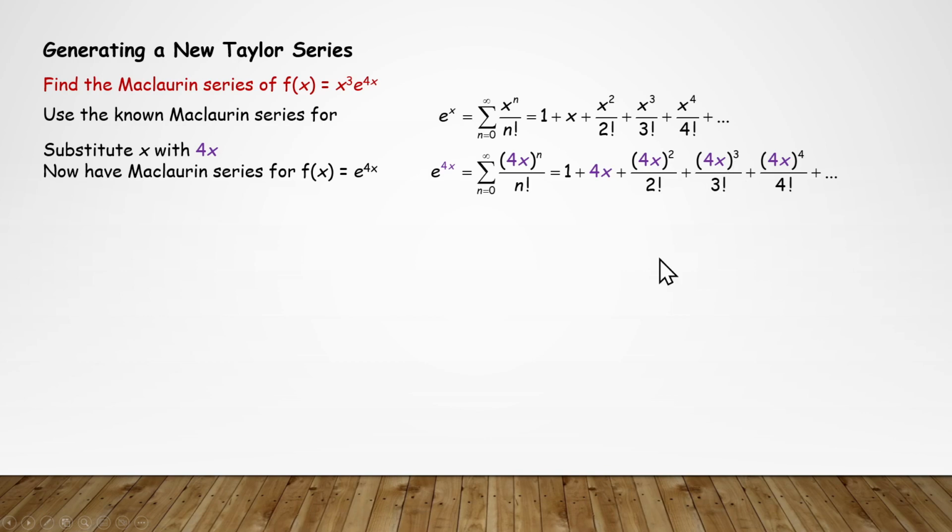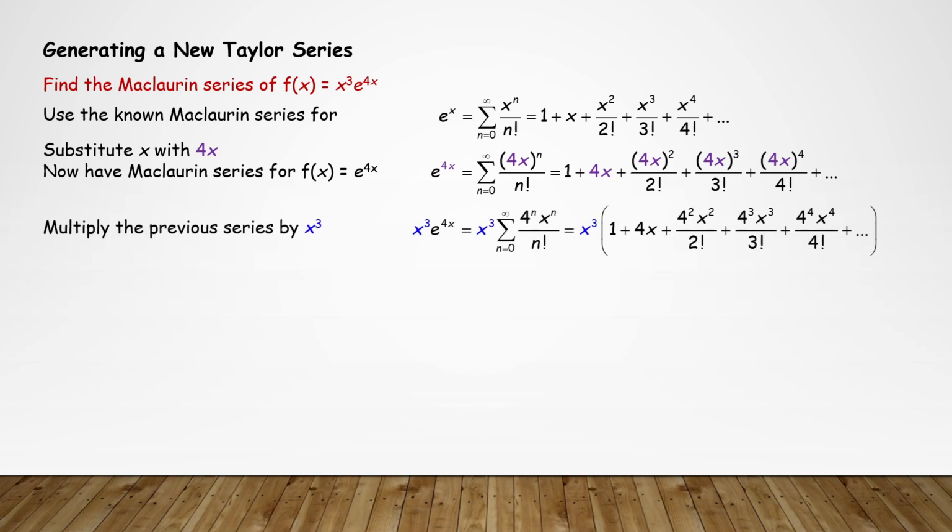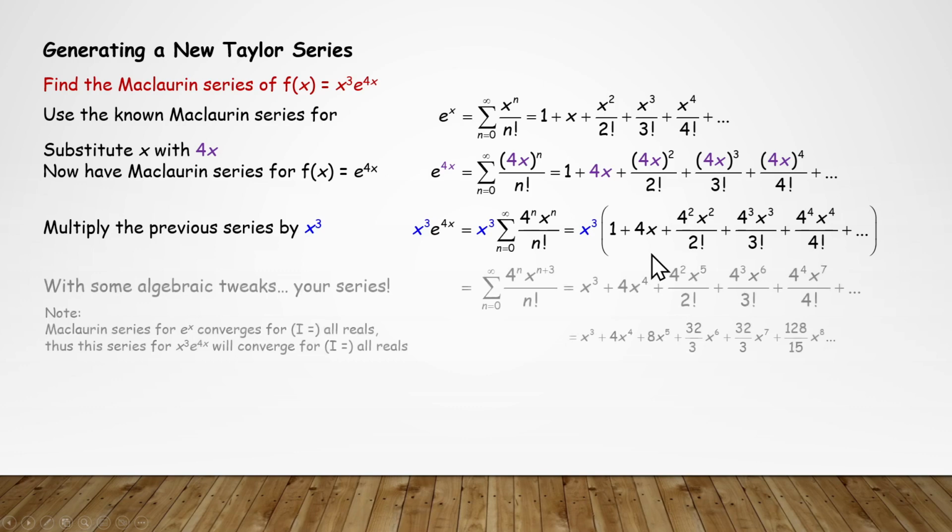But we're not quite done because we're looking for x cubed being multiplied. So how about we just simply multiply everything by x cubed, which means we can multiply x cubed to our summation. We can multiply x cubed to every one of those terms in our expanded series. And with some algebraic tweaks, knowing our exponent rules, knowing that x to the n times x cubed is the same as x to the n plus 3, by distributing x cubed over each of the terms, we can come up with our brand new Maclaurin series representation. We can come up with an expanded series that simplifies as x cubed plus 4x to the 4th plus 8x to the 5th, and so on.